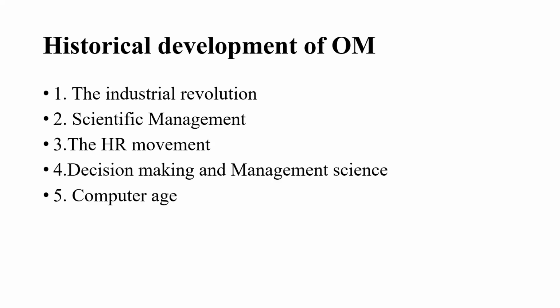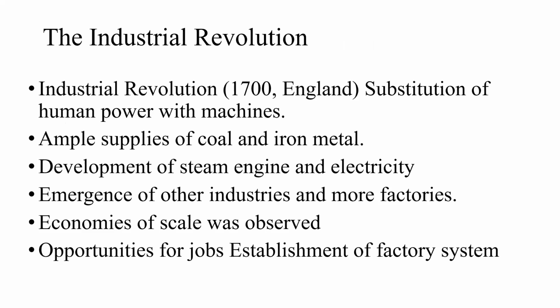These five main categories: first one is the Industrial Revolution. Second, scientific management. Then the historical development of OM came to the HR movement, and next the decision making and management science stage, and finally the computer age. So shall we look at them one by one?